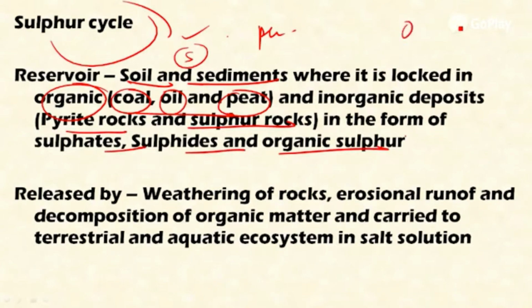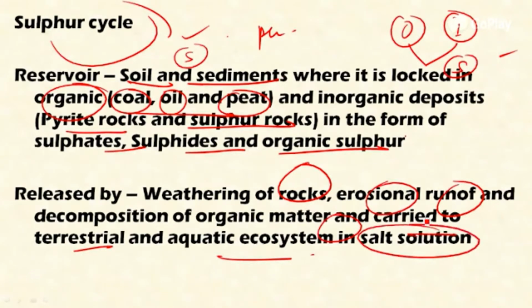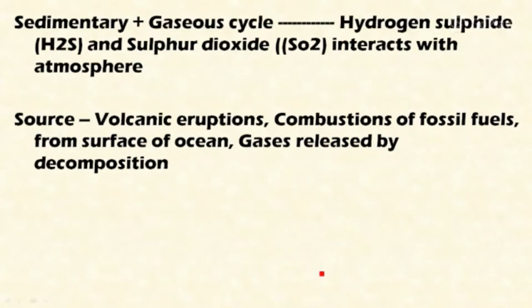So both organic and inorganic sources are there for the elemental sulfur, and this is released, just like in the phosphorus cycle, by weathering of rocks, erosion, runoff and decomposition of organic matter, and carried to the terrestrial and aquatic ecosystems. Terrestrial means forest and grassland ecosystems, and aquatic means ocean, river and other lake ecosystems, in the form of salt solution. Salt solution means the sulfur salt is dissolved in water and transported.